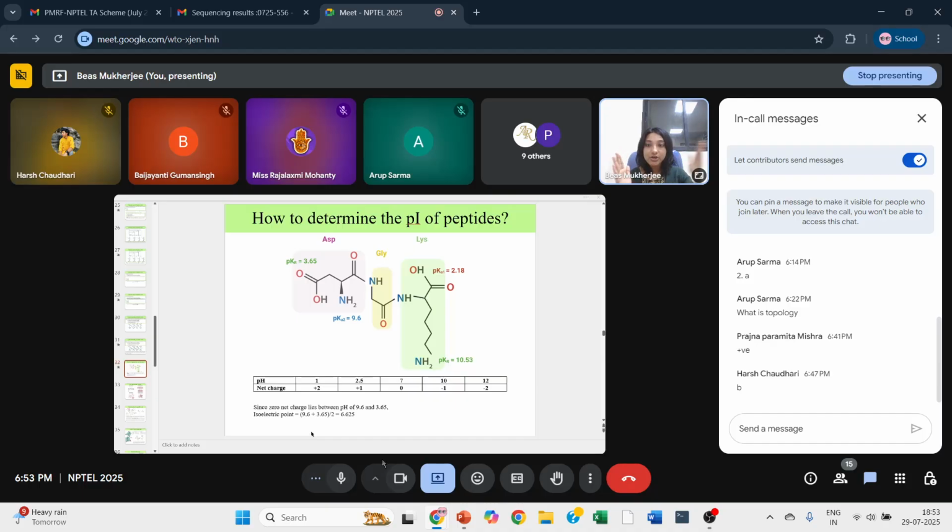At different pH, you calculate the charge for the tripeptide. Then you take the two pKa values which are on different sides of the pH at which zero charge is coming. So in this case it is 2.18 and the other one is 9.6. Sorry, this one is 9.6 and 3.65. So 3.65 and 9.6. You take these two and you take the average. This is exactly how you do it.